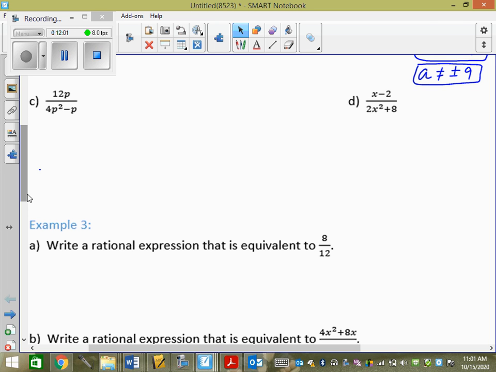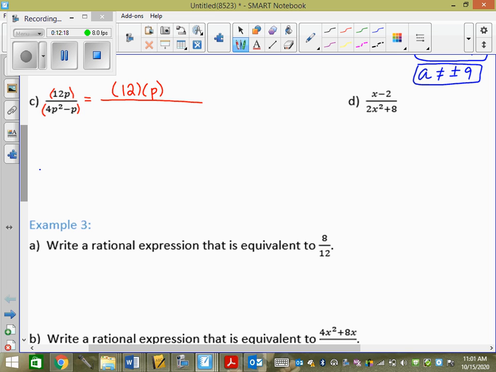So for C, first thing I'm going to do is bracket both of them. Could I bracket the 12 and the P separately, technically? Are they attached by plus or minus signs? Nope, so I can put them separate. So I'm going to go 12 and P in their own brackets, because unless they're attached by plus or minus signs, or the 12P is attached to something with a plus or minus sign, they can go in their own brackets.